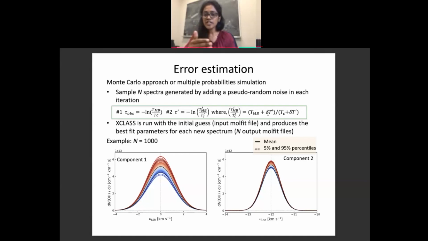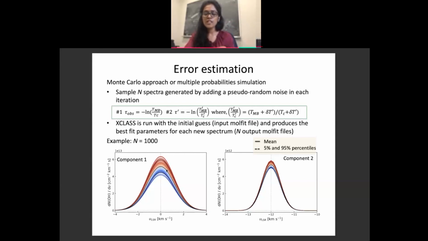Now, this is run each time, wherein X-class uses the initial guess or the initial input MolFit file and produces the best fit parameters for each new spectrum. So you get n output files now. So here is an example for two of the OH components using 1,000 runs of X-class. So the different curves represent the different iterations, and the black solid line in both cases is the mean, which is the best fit for our observed spectrum, and the 5 and 95 percentile values are the 2 sigma levels of your errors. So from the spectra using X-class, we were able to obtain the column densities as well as estimate the errors.